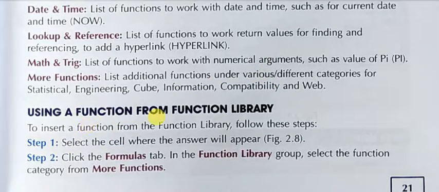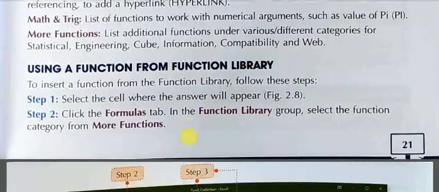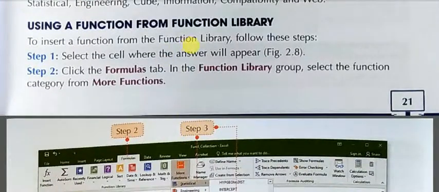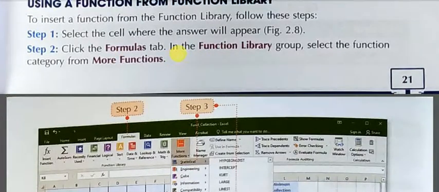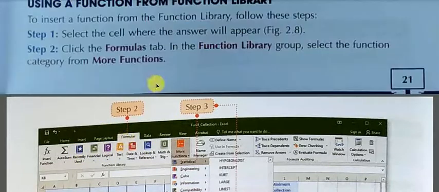Then the next one is using a function from the function library. To insert a function from the function library, follow these steps. The first one, select the cell where the answer will appear. The next, click the formulas tab in the function library group and select the function category. From more functions you can select different functions, and here also you will find different functions.